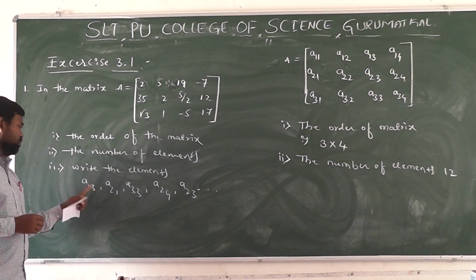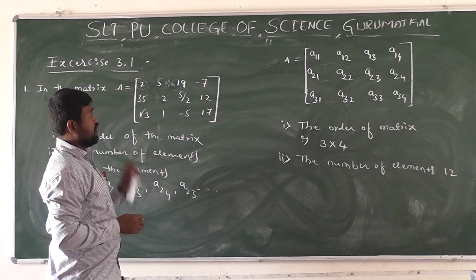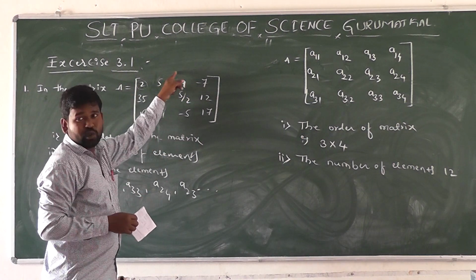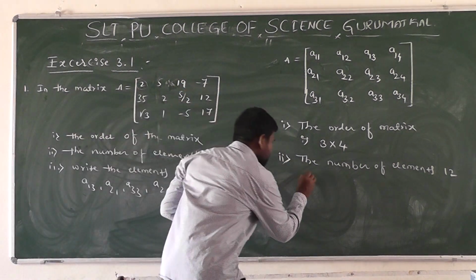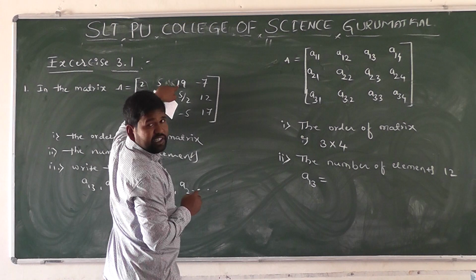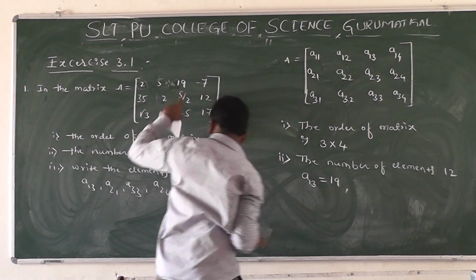Here A13 is nothing but the first row, third column element. In the matrix, where is the first row, third column element? This is the first row, third column element. Then A13 is 19. Right? A13 is 19.